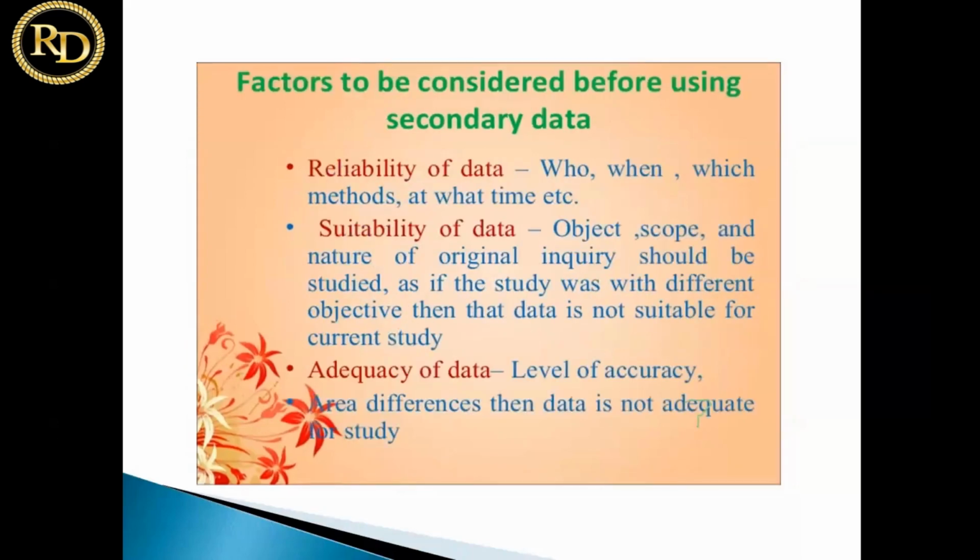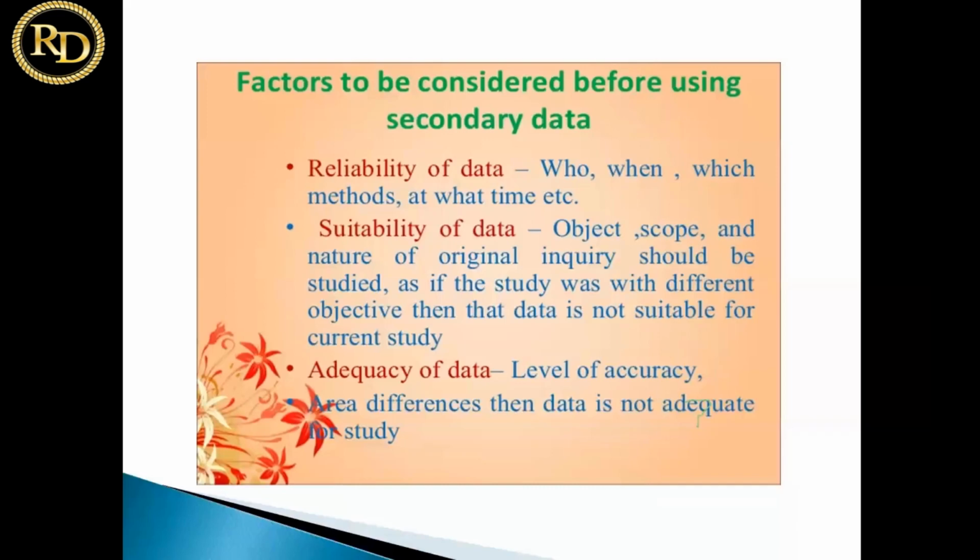So, factors to be considered before using secondary data. These are some factors which must be taken care of. The reliability of the data should be there, validity of the data should be there, adequacy of the data should be there while using the secondary data. Who collected it, when, which method was applied, at what time the data was collected. So it is very important to know the reliability of the data.